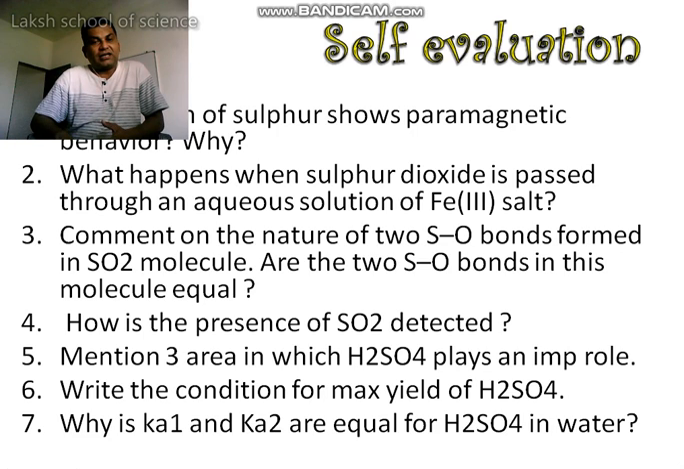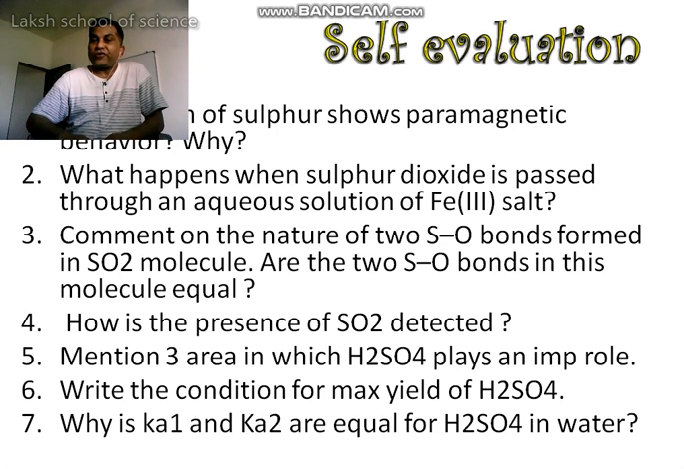Comment on the nature of the two S-O bonds formed in the SO2 molecule. Are the two S-O bonds equal? No, not equal. There will be a single bond and a double bond, and where there is a double bond the bond length is shorter. How is SO2 reactive with potassium permanganate? It reduces the potassium permanganate, MnO4 minus, to colorless Mn2+. So that is the idea.